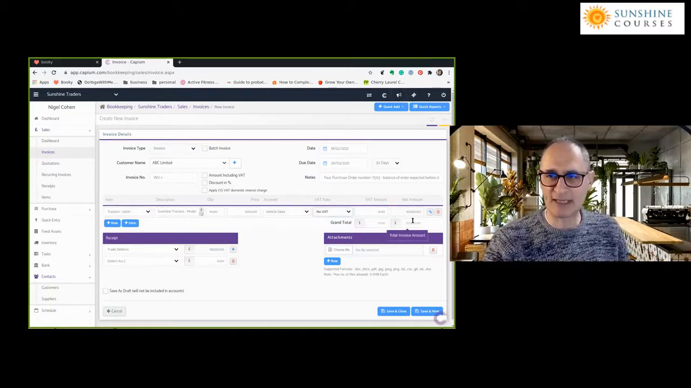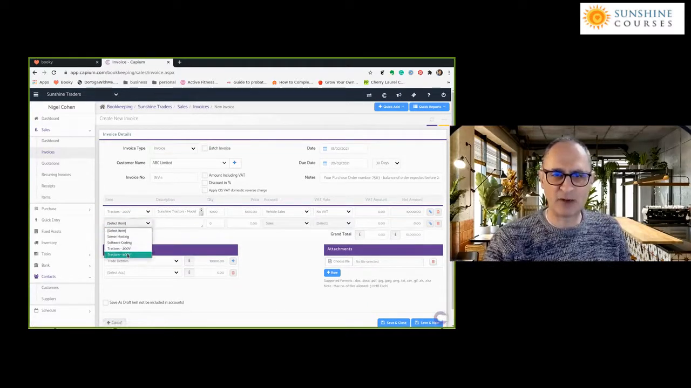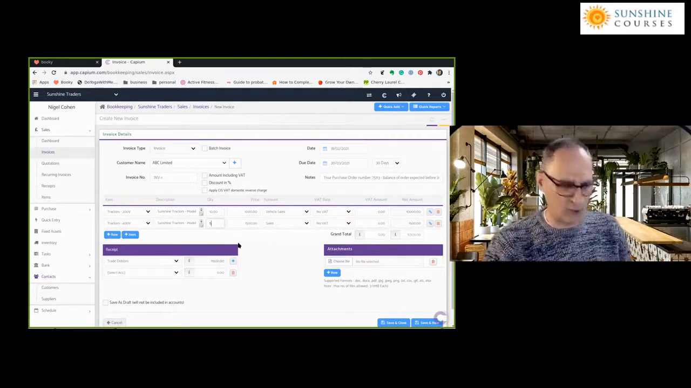Notice the grand total is £10,000, but I'm going to add another item because we're selling not just the model 200, we're also going to sell them the model 400. So I'm going to add a row. This time it's model tractors 400V. It's the same customer, which is why I can put it in the same invoice. And we're going to sell them five of this model. That's what they've ordered.